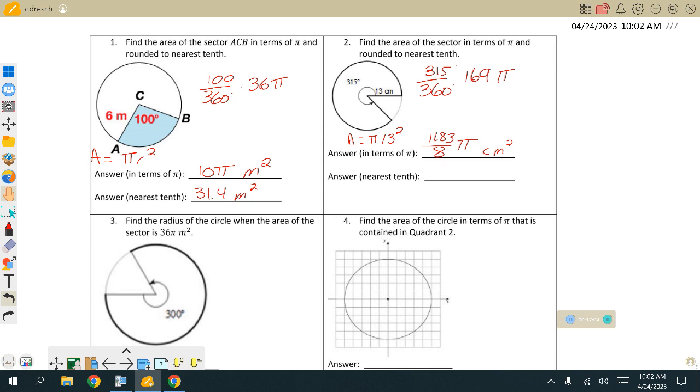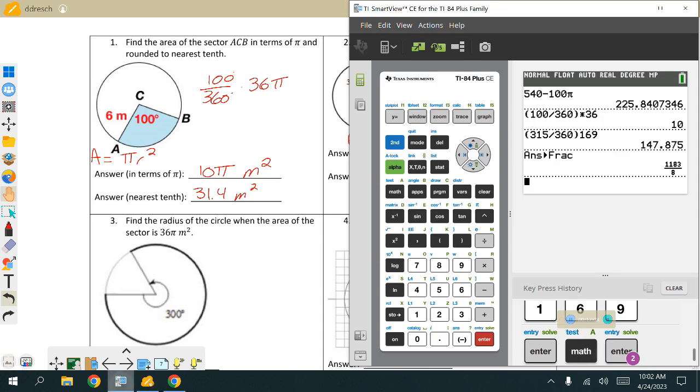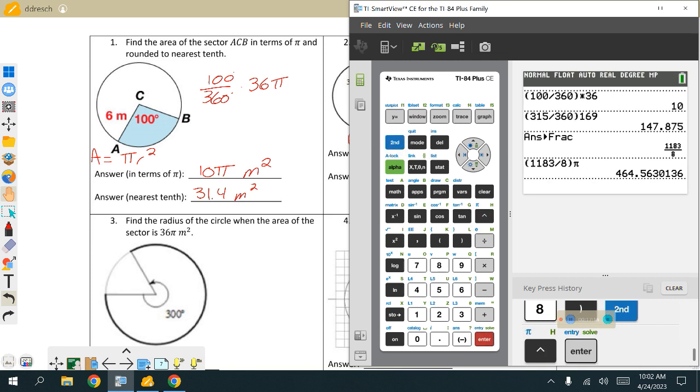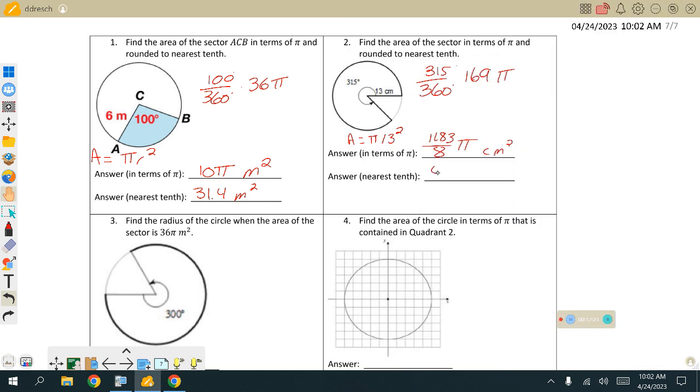Go back, plug it in, give me to nearest tenth. All right. Nearest tenth. What is 1183 over 8 pi? Somebody get 464.6? Always, again, you're sitting there plugging that in as well. Don't just sit there and stare at the board. You should be double checking that same work as well. That's, again, about as bad as it gets. Just make sure you're using the right formula. All right, let's go down.